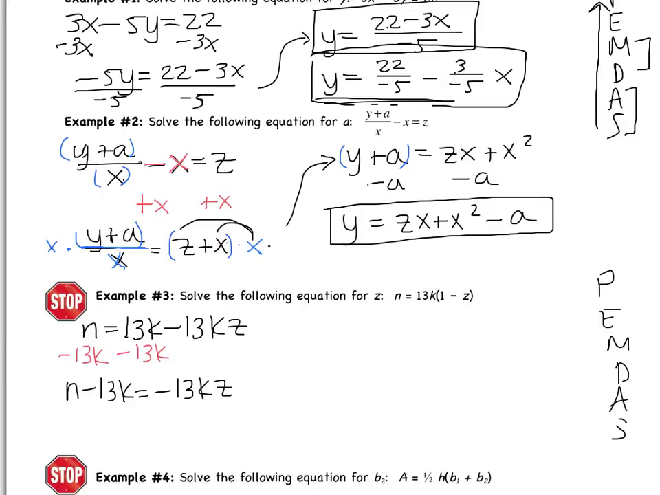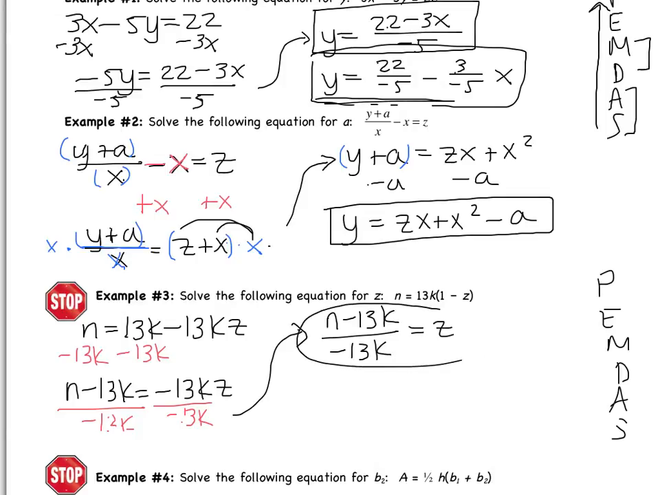Okay, now multiplying and dividing. I'm multiplying by negative 13k, so to get rid of them, I have to divide by negative 13k. So I get n subtract 13k all over negative 13k equals z. Now, that's only one way to do the problem. If you did it that way, that's good.